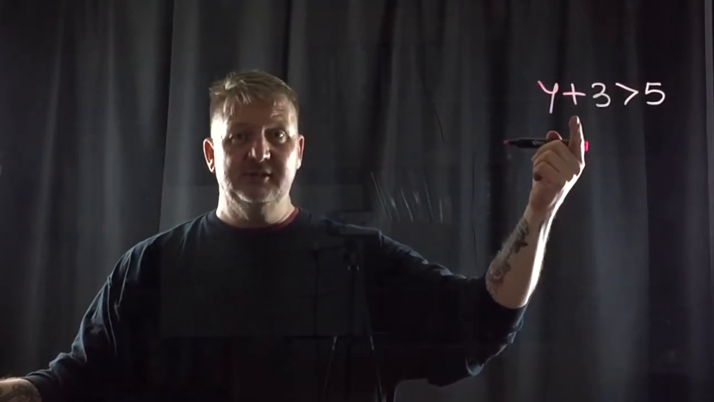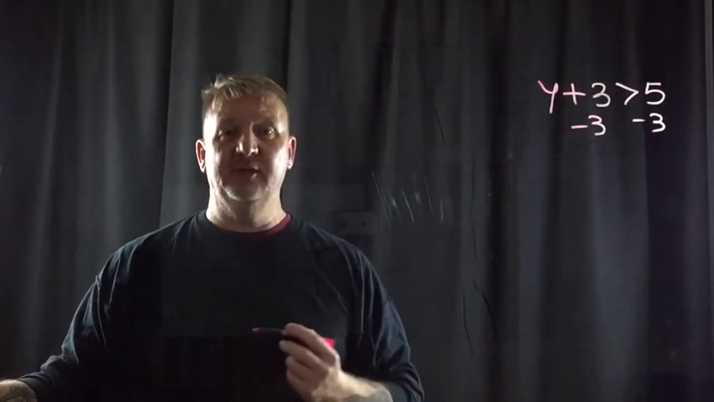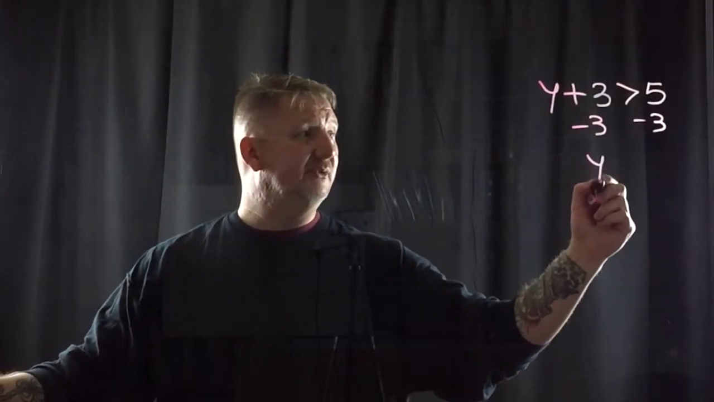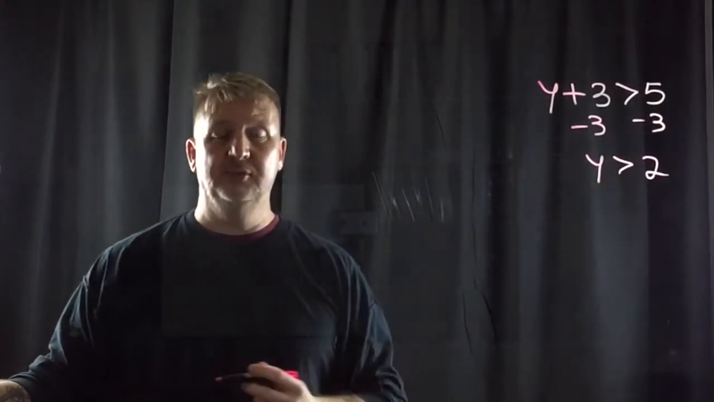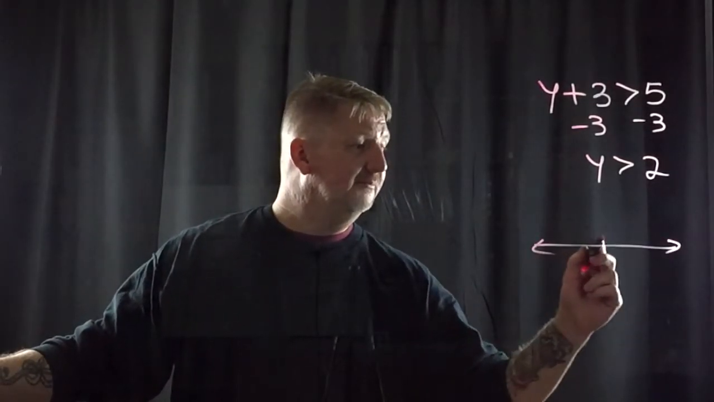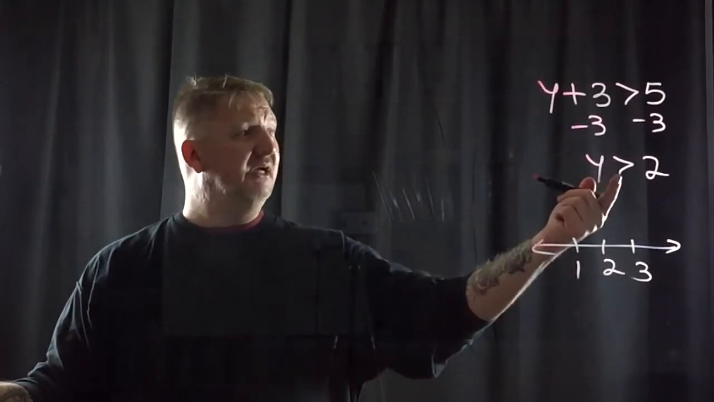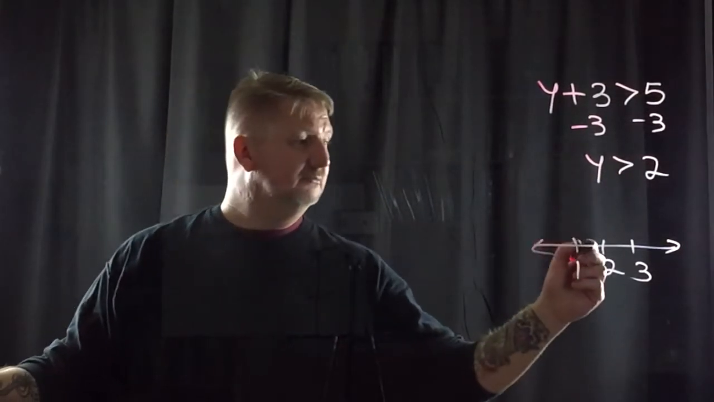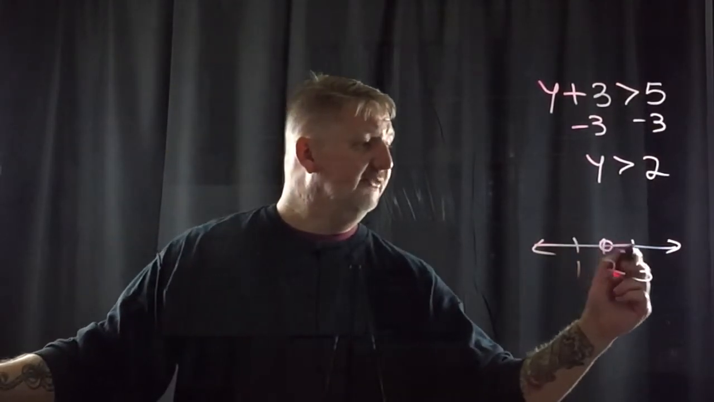The opposite operation for addition is subtraction. I subtract 3 from both sides. That leaves me with just y, and y is greater than 5 minus 3, which is 2. So we graph 2 on the number line. Because it's a greater than, it's open because the 2 cannot be part of that solution. But anything greater than 2 can be.